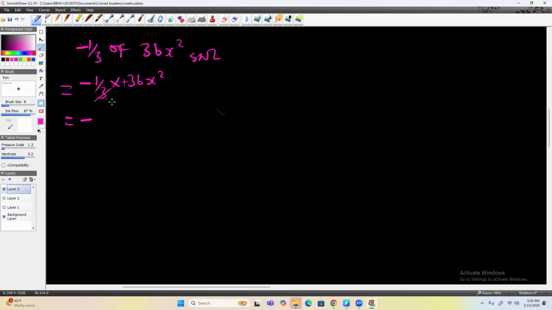Number next, 3 here, 1. 3 in this is 12. So you have 12. There is no letter to divide or multiply, so you have 12x squared, negative 12x squared.